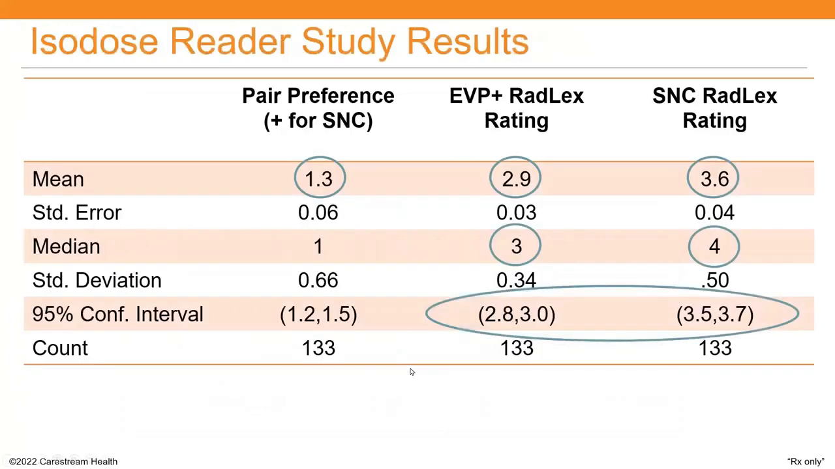The mean preference of 1.3, positive, indicating favor for SNC, is much greater than the difference that matters, 0.5, indicating clear preference for the smart noise cancellation processing. The mean diagnostic quality rating for SNC is 3.6 and is significantly higher than the diagnostic quality of EVP Plus processing alone. And the median SNC diagnostic quality rating was 4, indicating a diagnostic quality of exemplary. The non-overlapping confidence intervals of the diagnostic quality ratings implies that SNC images are significantly higher in quality than the EVP Plus images.